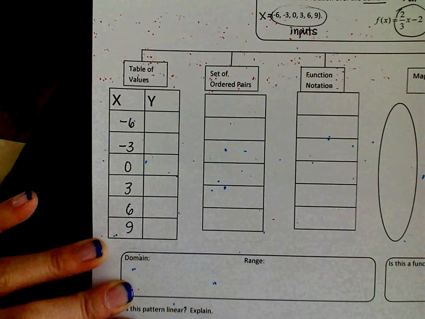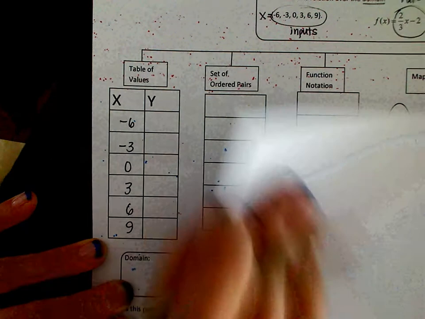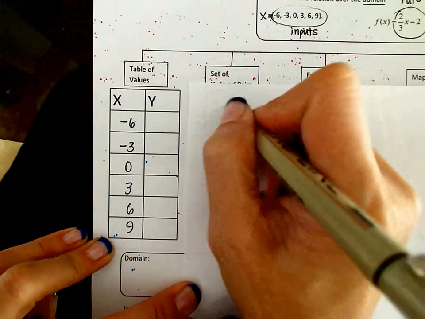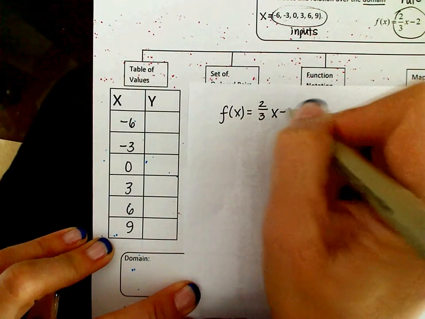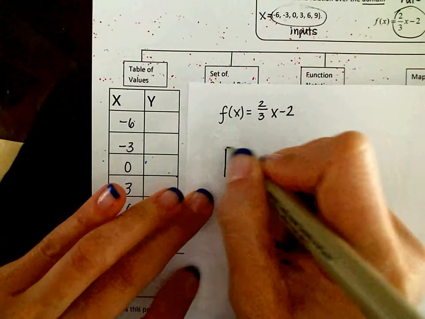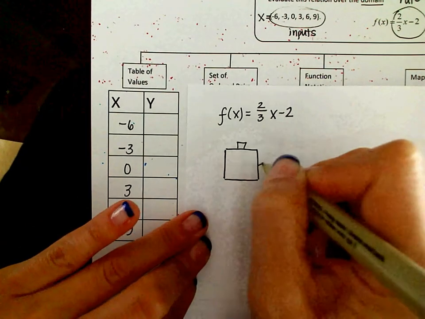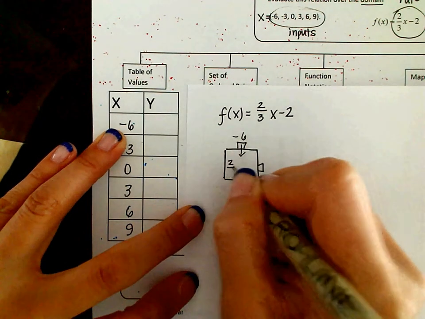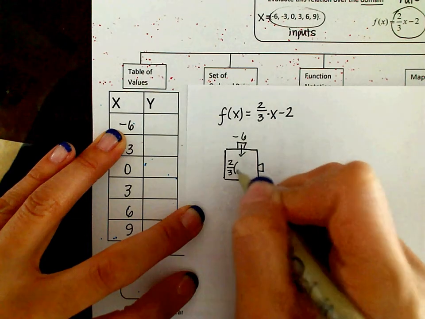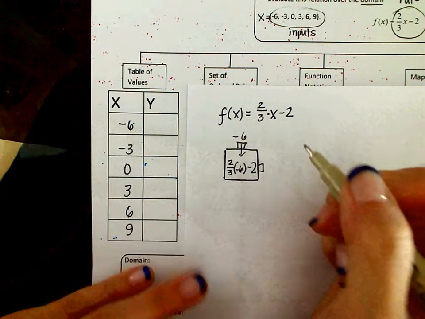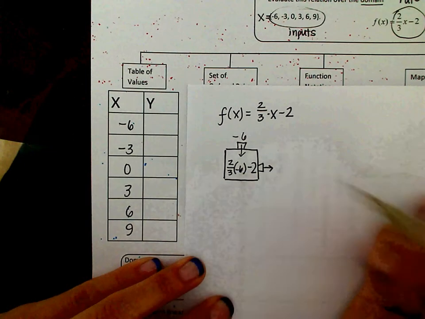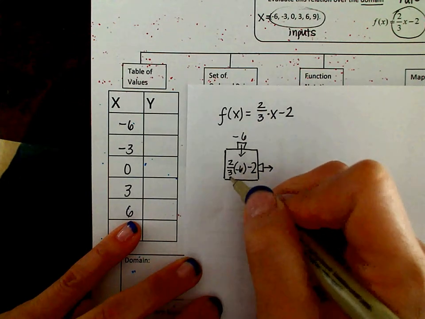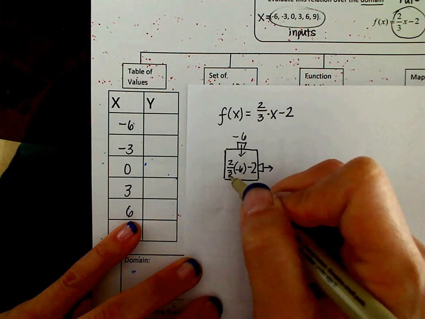Now this next part, I'm going to use a scrap piece of paper because there's no room for me to show my work, so that I can show you how to find the output. So if the rule is f of x equals 2/3 x minus 2, that's basically saying that if you have a box, and let's say your input is -6, it's going to go in, and the rule being applied to it is this 2/3 times x, but instead of x, you're going to times -6, and then minus 2, okay? So you got to do that, and then that'll give you what your output is.